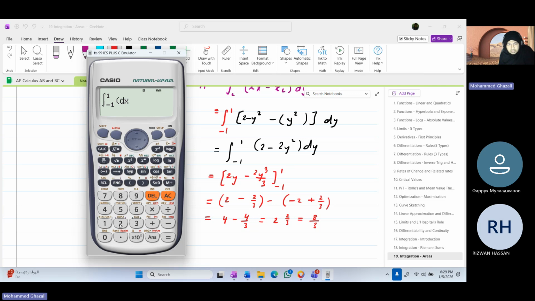So that's 2 minus 2 alpha x squared. It's just that when you're entering it on the calculator, when you're writing it out, it must be in terms of dy. When you're entering it into the calculator, it should give 8/3, okay?